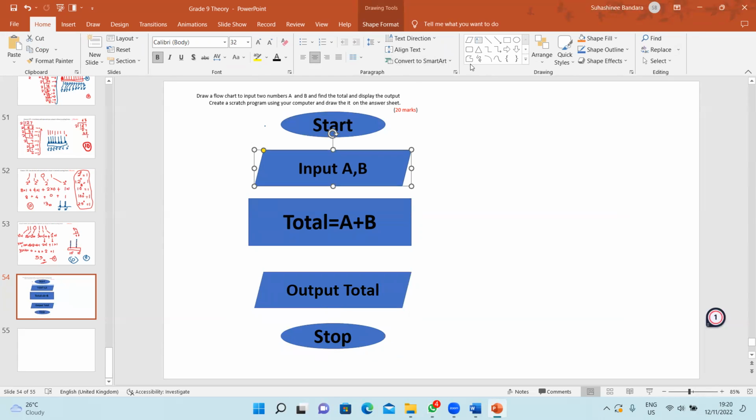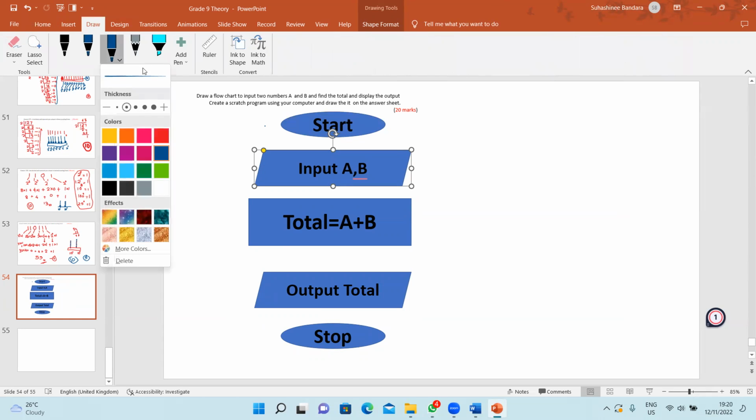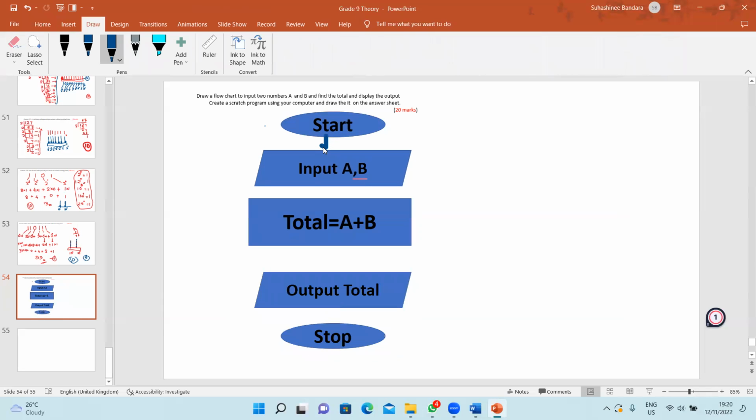This is the flowchart. And keep in mind when you are drawing, the line should touch the next shape as well. It should touch the shape. Okay. Everyone check your drawing of the flowchart for this one, 5 marks. Sorry, 10 marks.